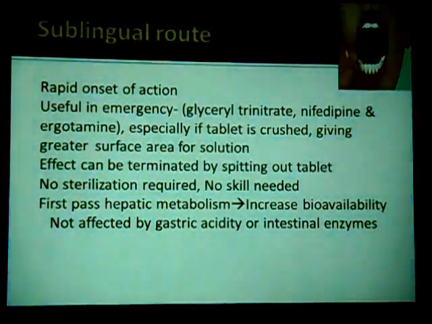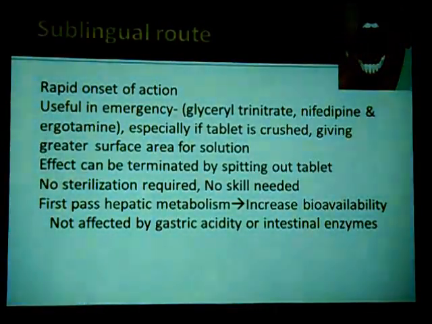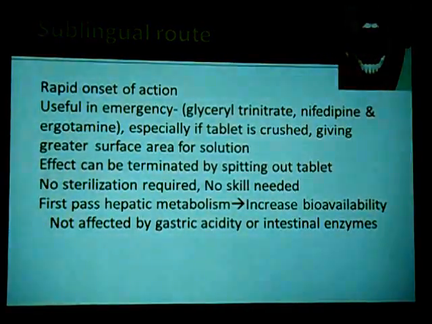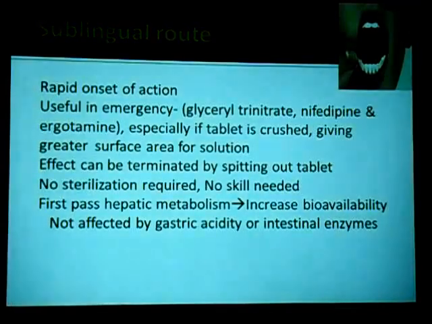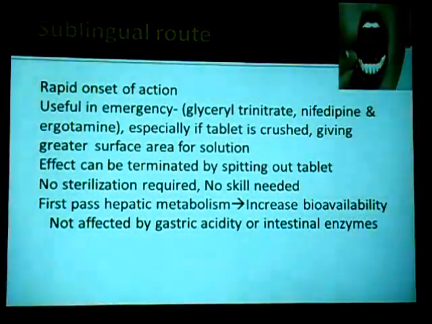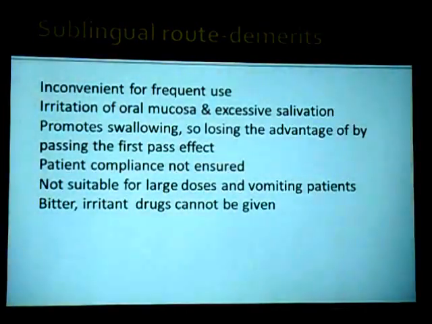Sublingual route, very small amount of the drug can be administered, but self-administration is possible and the action is faster, and one more advantage is it can bypass the first pass metabolism. But what happens to the buccal mucosa? If it is used again and again, there can be erosion of the buccal mucosa, and there can also be swallowing of the drug, and this can lead to first pass metabolism again. So demerits, you already learned that bitter and irritant drugs cannot be given, not convenient for frequent use.